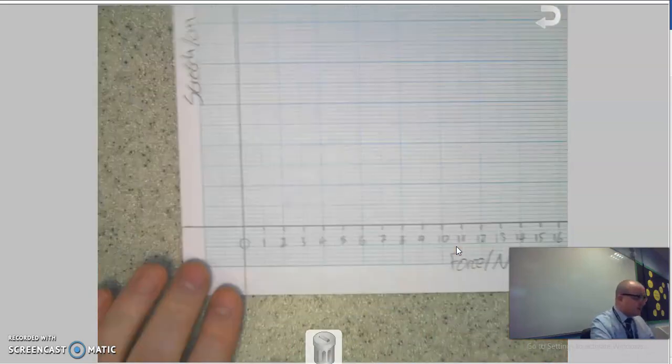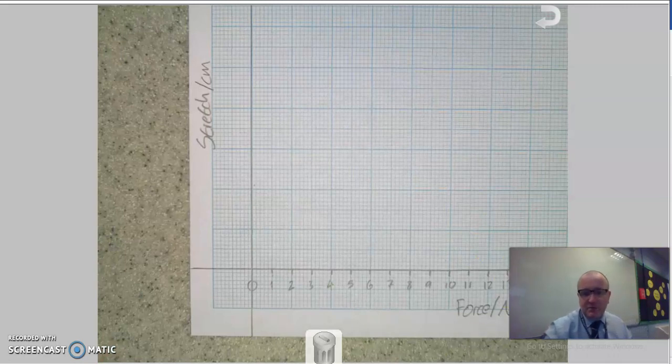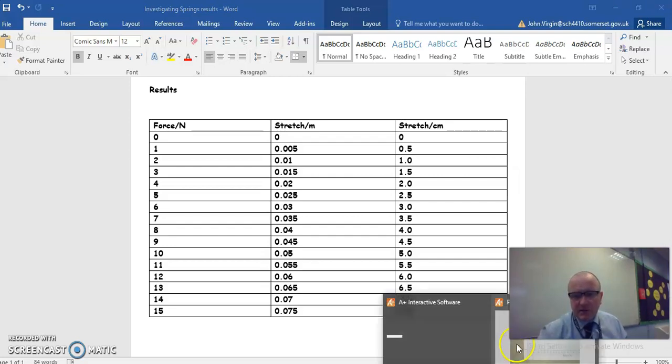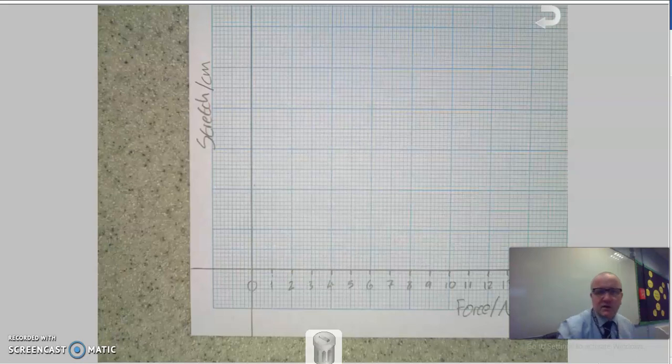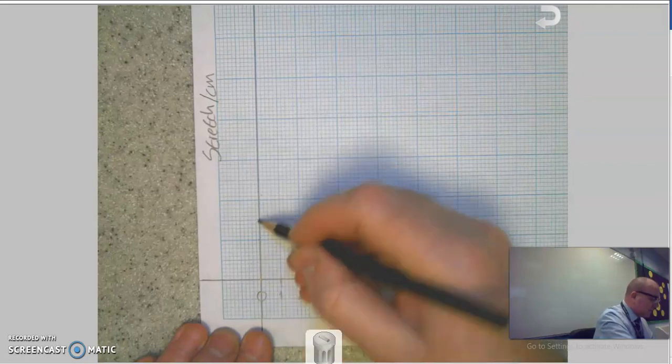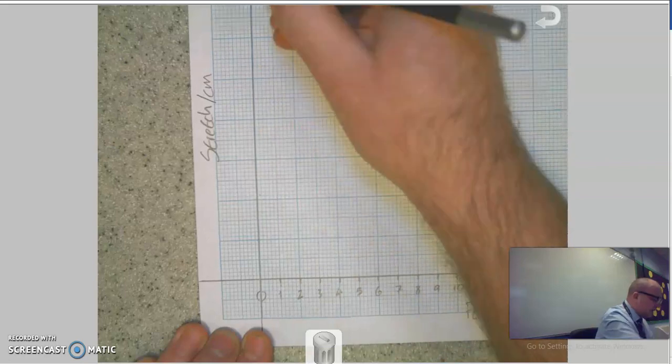Right, now let's deal with our y-axis. And if we go back to our results, you'll notice that the greatest number that I've got is 7.5. So let's work out a scale that's going to fit on my y-axis. So if I go up 1, 2, 3, 4, 5, 6, 7, 8. Yeah, that's going to work.